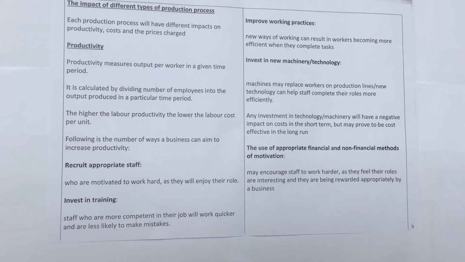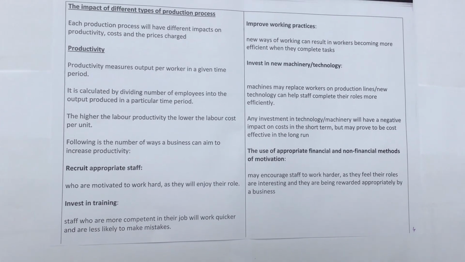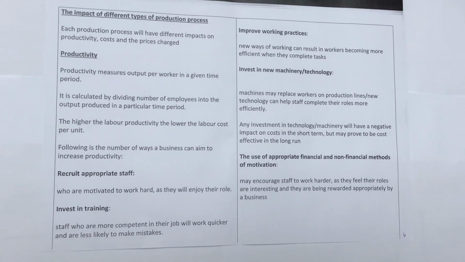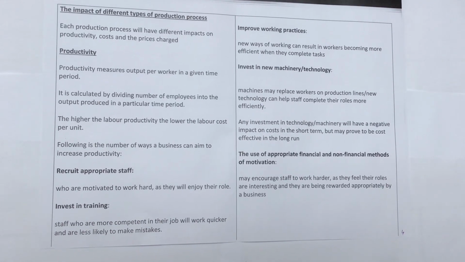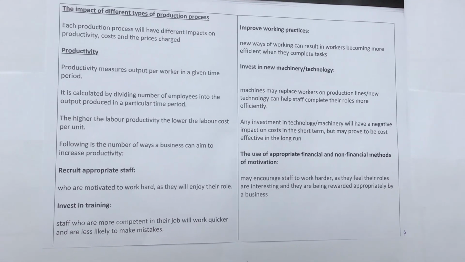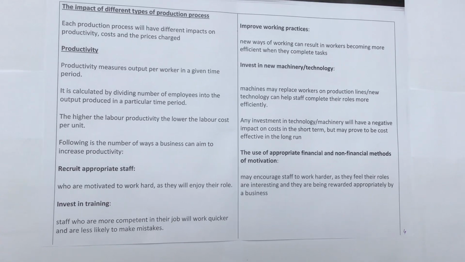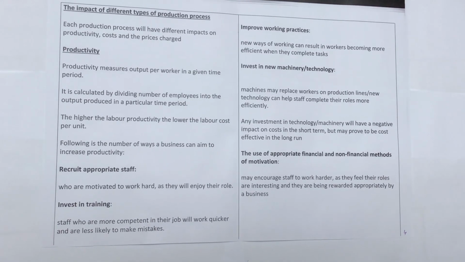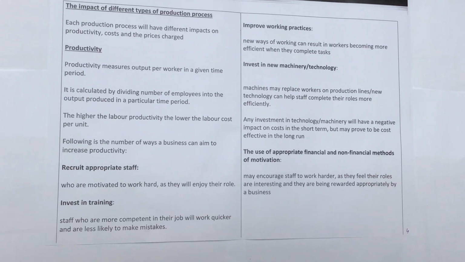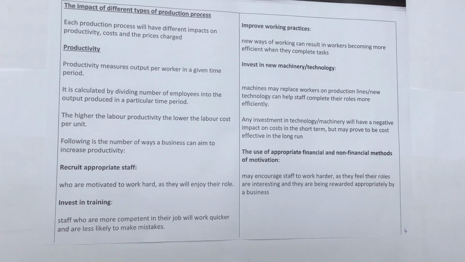Staff who are more competent in their job will work quicker and are less likely to make mistakes. Improve working practices. New ways of working can result in workers becoming more efficient when they complete tasks. Invest in new machinery or technology. Machines can replace workers on production lines. New technology can help staff complete their roles efficiently.